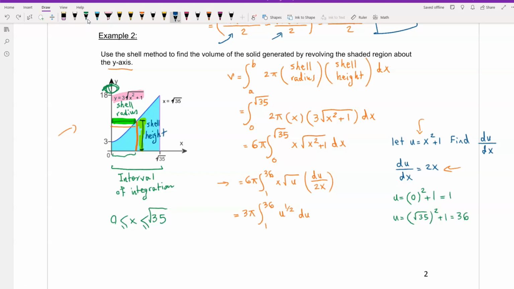So I use a power, so instead of writing the square root of u, I have u to the power of 1 over 2. Now integrate using the power rule. On this part we have u to the power of 1 over 2. We're going to have the power 1 over 2 plus 1, so that is 3 over 2. So this is the power that we're going to have.